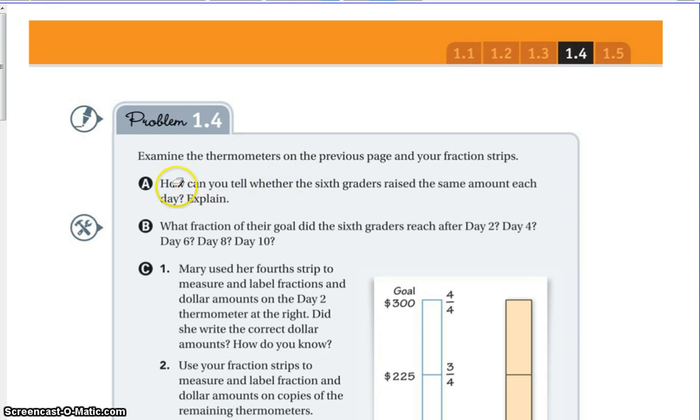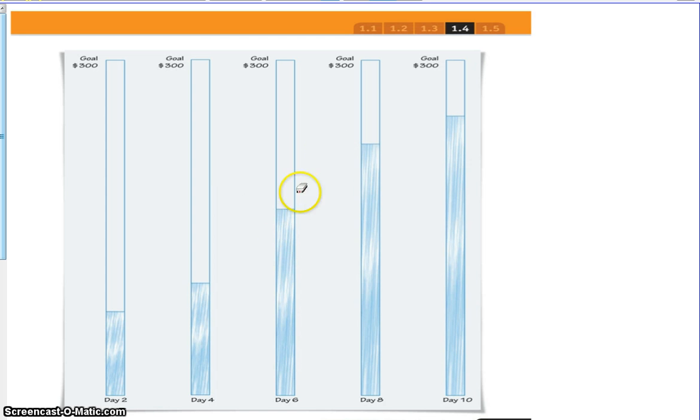This really is going to be answering question A right here, where it says, how can you tell whether the sixth graders have raised the same amount each day, and explain? Well, before you come to class tomorrow, you will have to have question A answered, but we are going to take a look at page 21 and we're going to describe what we see here.